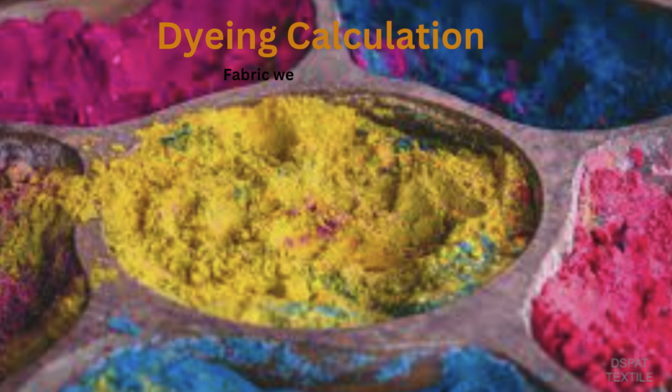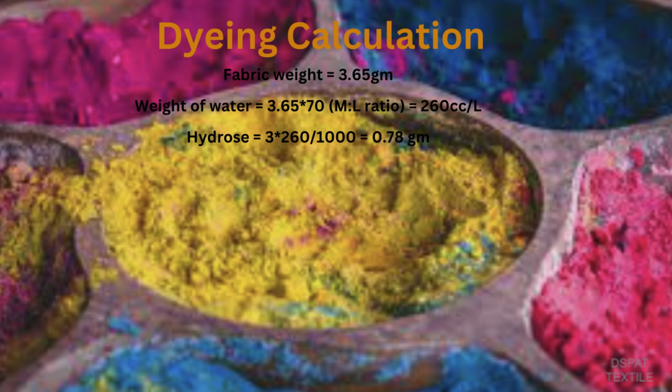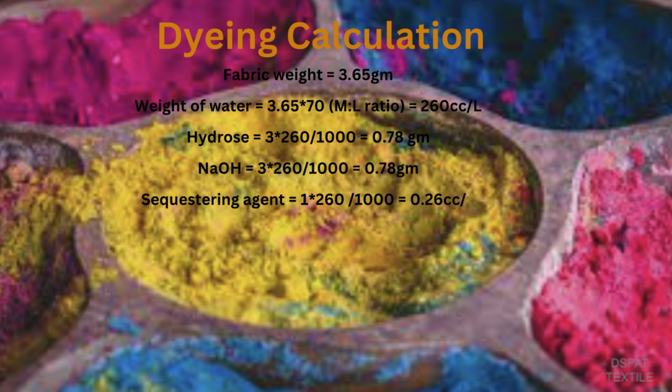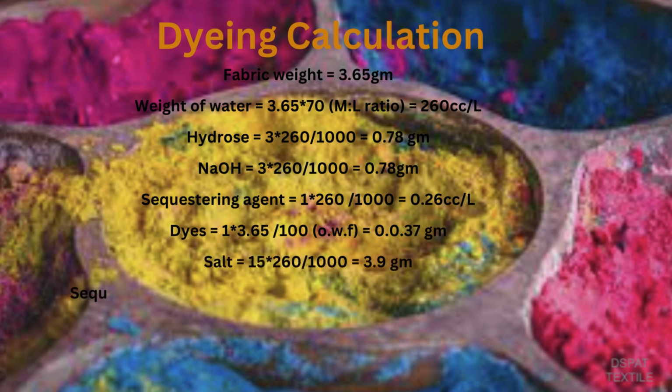Dyeing calculation. Fabric weight equals 3.65 gm. Weight of water is equal to 3.65 times 70 ml. Ratio equals 260 cubic centimeters per liter. Hydrose equals 3 times 260 divided by 1000 is equal to 0.78 gm. NaOH equals 3 times 260/1000 equals 0.78 gm. Sequestering agent is equal to 1 times 260/1000 equals 0.26 cubic centimeters per liter.